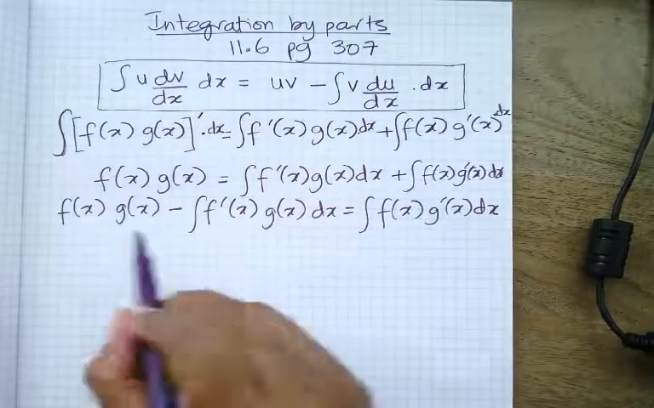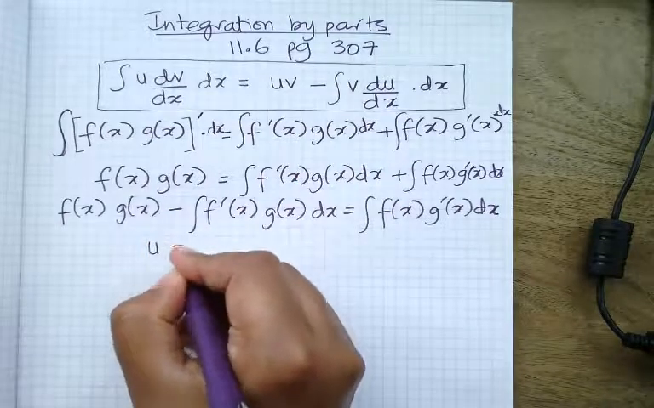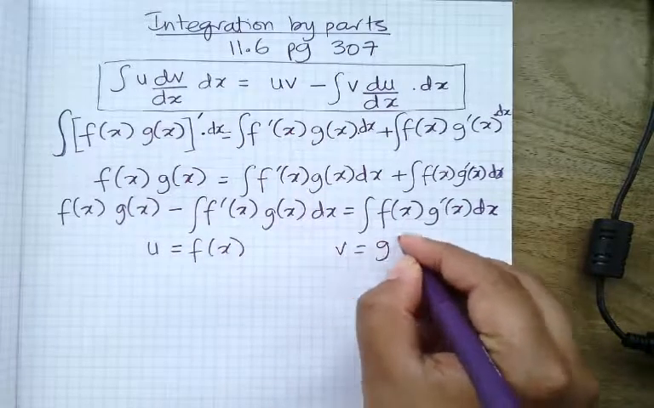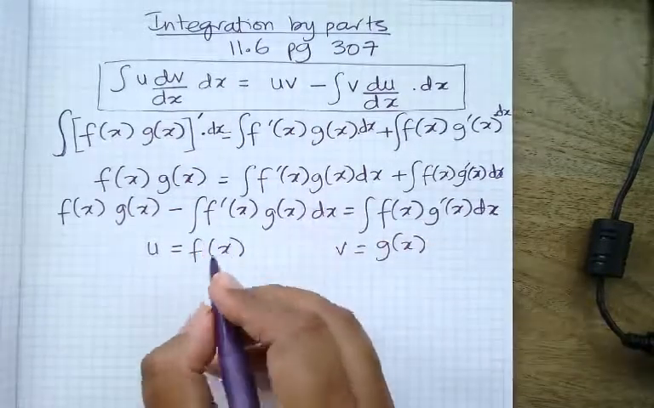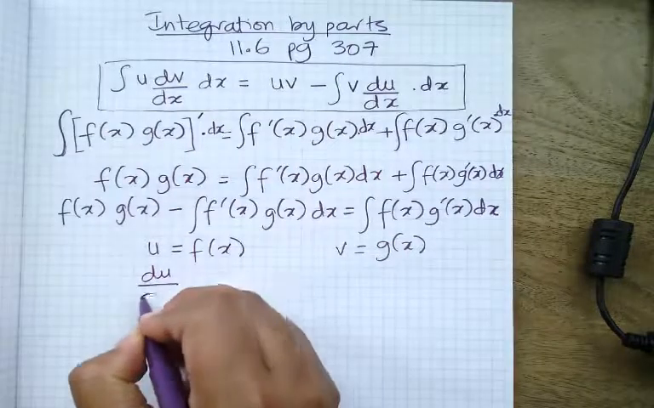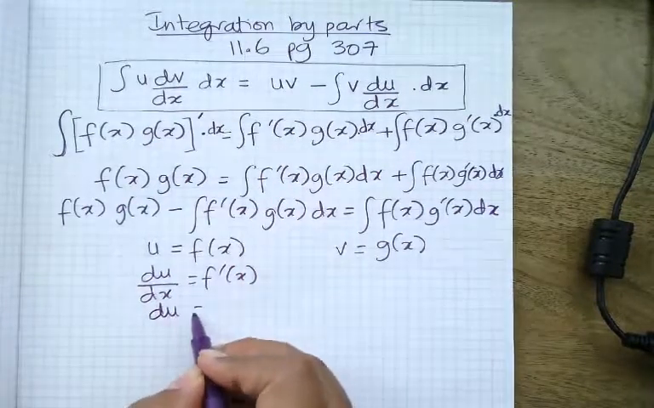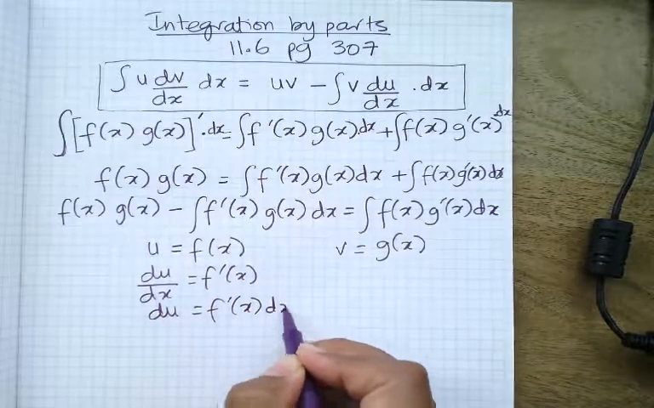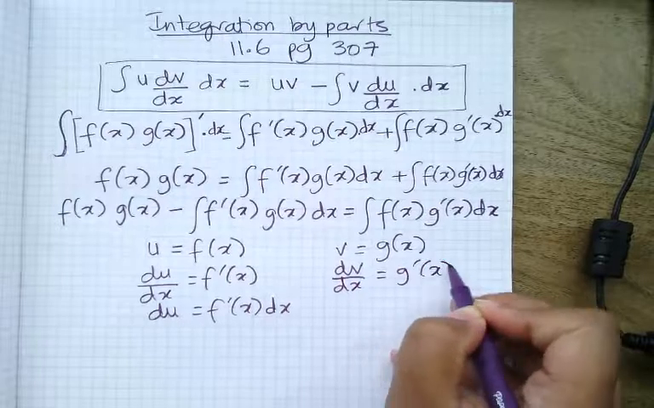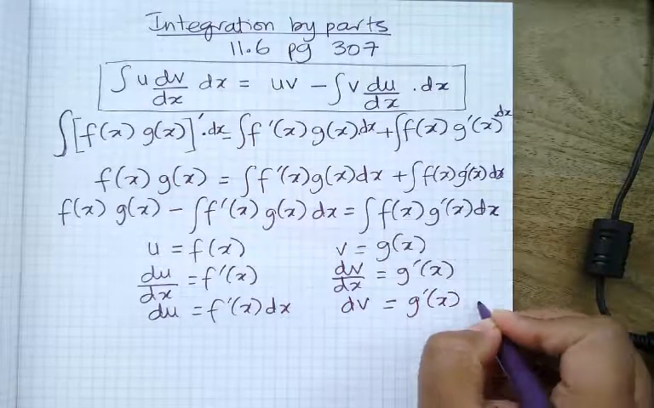Now I'm going to put it back into this form. I'm going to call my u f of x, and I'm going to call my v g of x. Then du by dx is f dash x, so that means du is f dash x dx, and dv by dx is g dash x, that means dv is equal to g dash x dx.